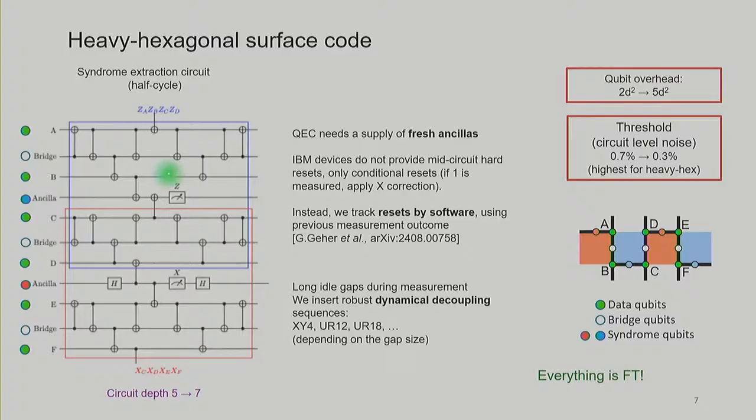And also a thing that we see here is that in comparison with the traditional surface code, there are many free gaps here or here, for example, where we can insert dynamical decoupling pulses to further improve the performance. So for example, in this long gap here, we can insert a long and robust dynamical decoupling sequence. And in this short gap, we can insert a simpler sequence. And we have seen that this provides a performance boost.